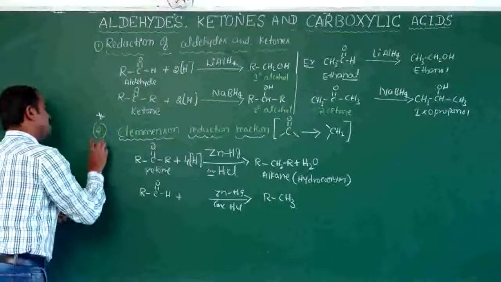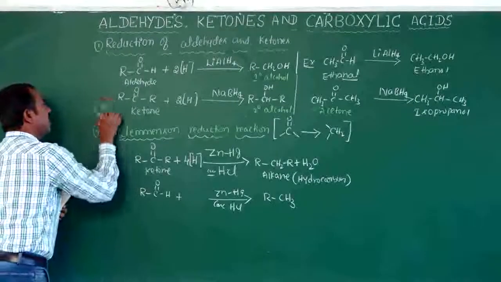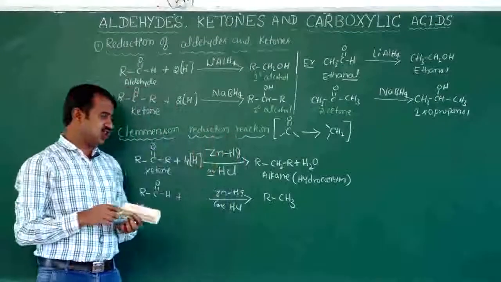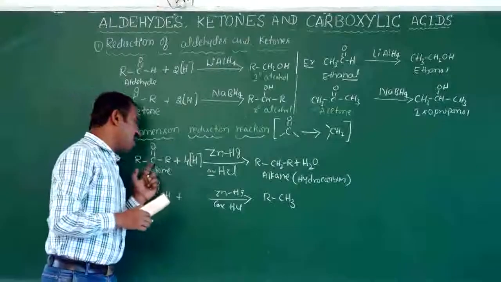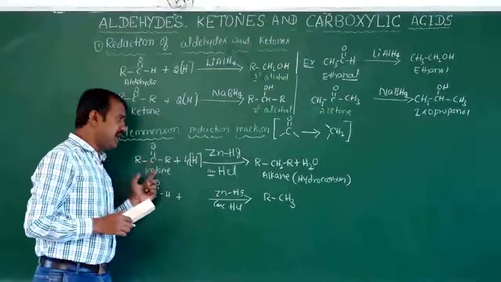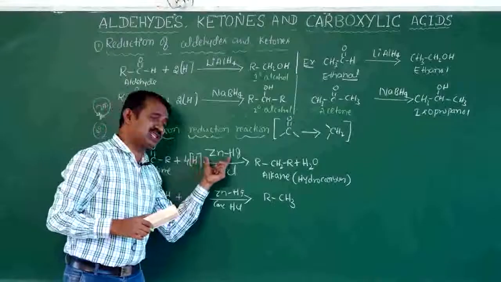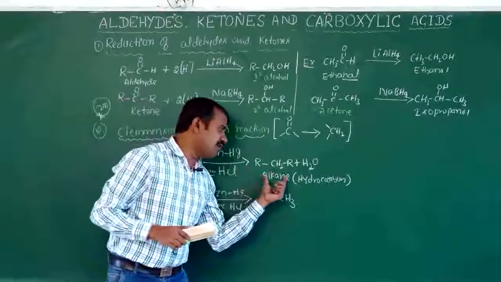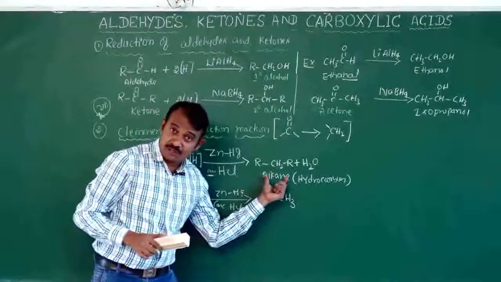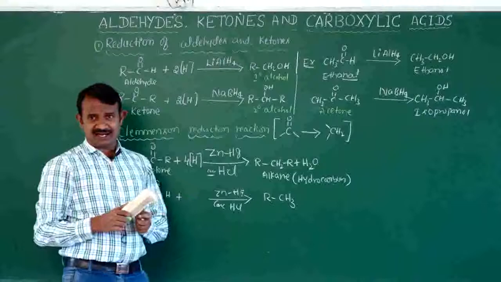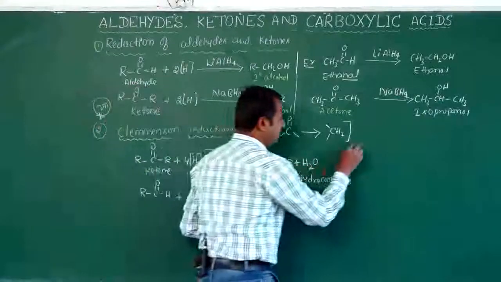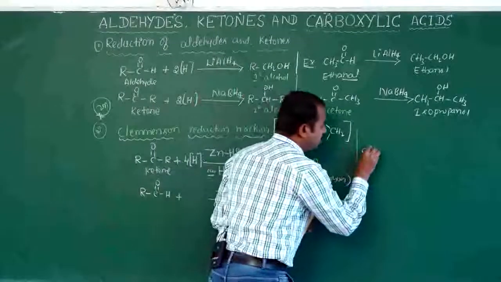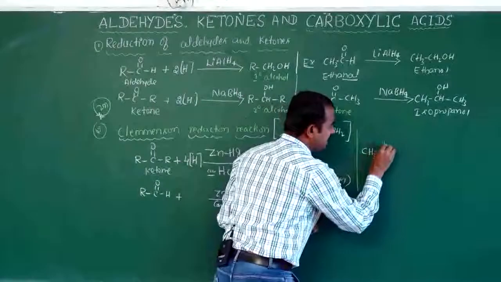They will ask a 2 marks question: Explain Clemmensen reduction. You have to write: when aldehydes or ketones are reduced with zinc amalgam in presence of concentrated HCl to form hydrocarbons, this reaction is called Clemmensen reduction. Take an example of a compound, here acetone.